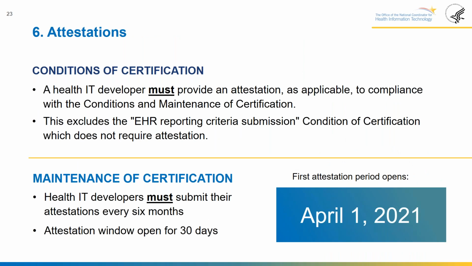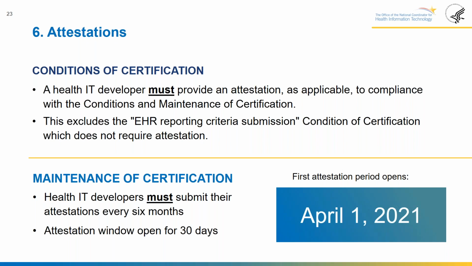And the final sixth condition is called the Attestations condition of certification, which we've touched on throughout this section. This is basically an attestation as it applies to a developer. A developer will need to attest to the applicable conditions and maintenance of certification requirements that we just went through. For example, if a developer doesn't certify to any of the API criteria, that developer also wouldn't be expected to attest to the API conditions of certification.